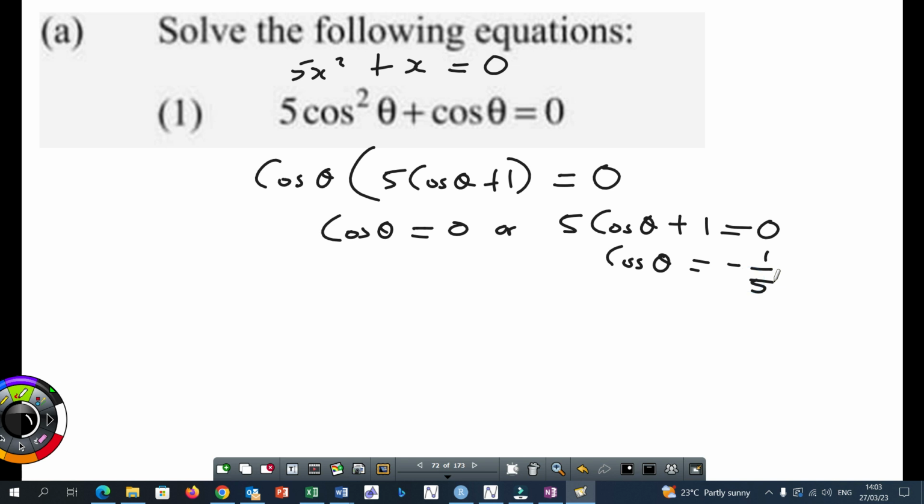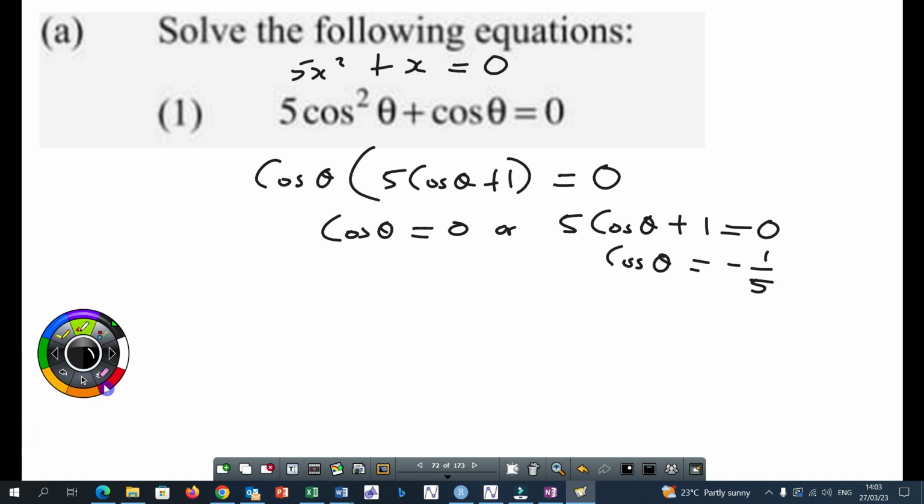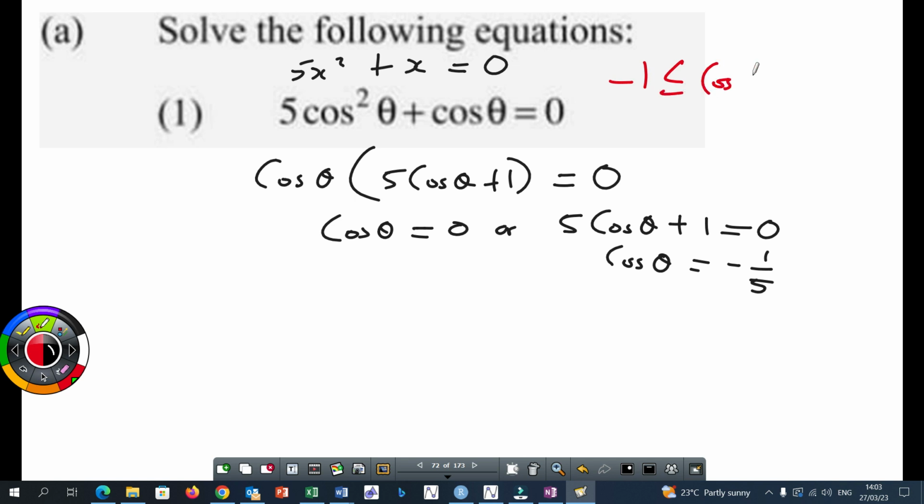Now, before I move on, can you pay attention? It's important for you to also know that the values of cos theta lie between minus 1 and 1. So if you get a ratio which is more than 1, it means there's no solution. If the ratio is less than minus 1, there's no solution if you are dealing with cosine. Also, when you are dealing with sine, the ratios must lie between minus 1 and 1. Any ratio which is outside that interval won't give you a solution.